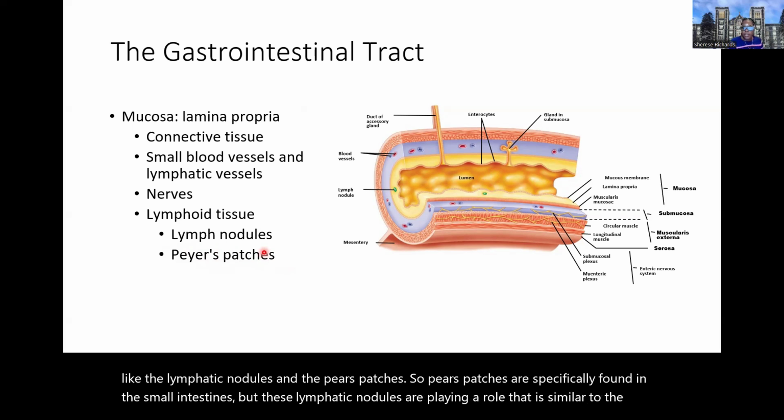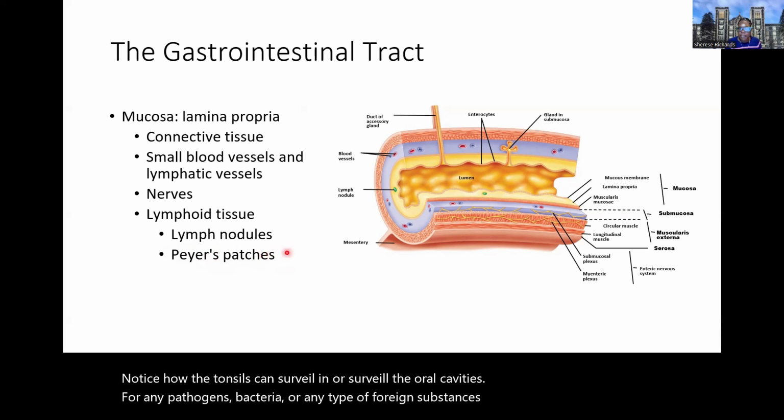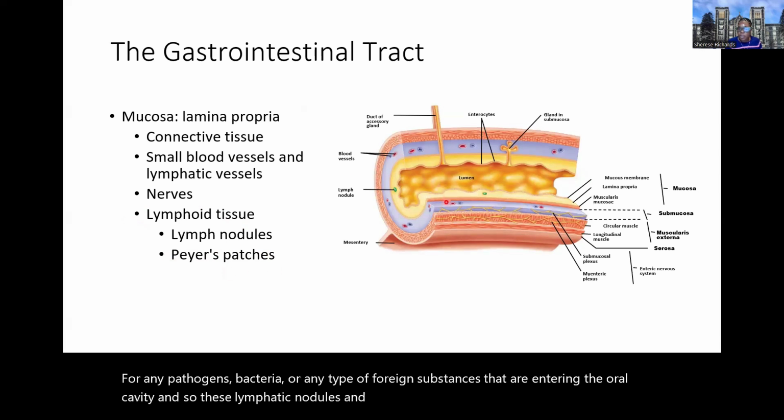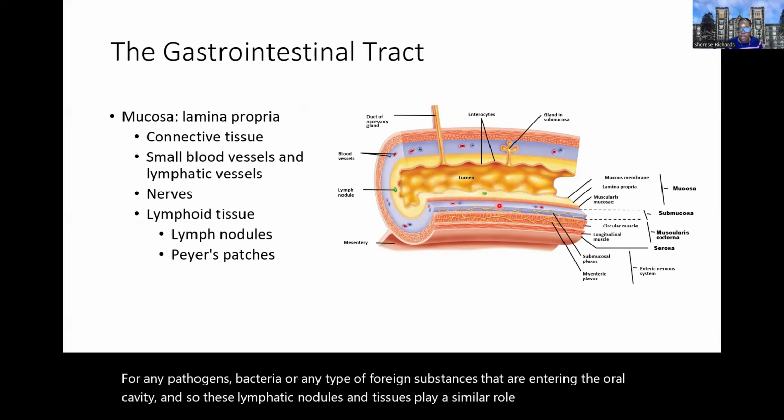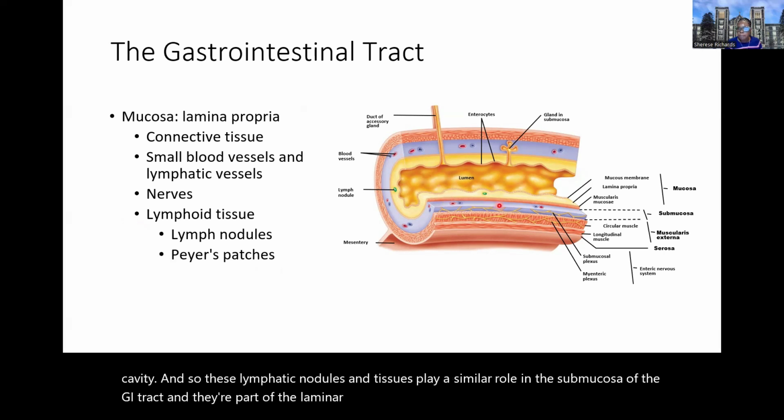Notice how the tonsils can surveil the oral cavity for any pathogens, bacteria, or any type of foreign substances that are entering the oral cavity. And so these lymphatic nodules and tissues play a similar role in the submucosa of the GI tract. And they're part of the lamina propria, which is going to be deep to the mucosa.